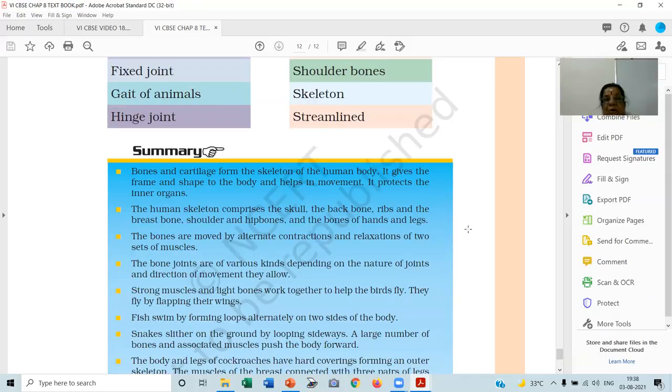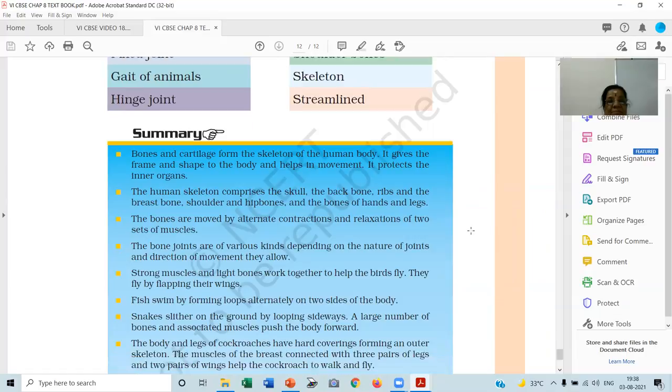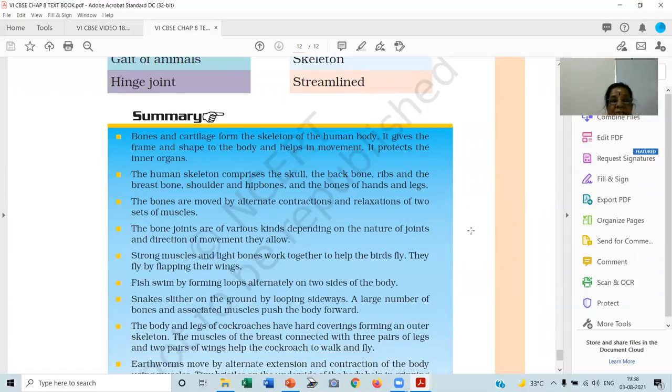Go through the points one day. Bones and cartilage form the skeleton of the human body. It gives the frame and shape to the body and helps in movement. It protects the inner organs. Then the human skeleton comprises the skull, backbone, ribs and the breastbone, shoulder and hip bones, and bones of hands and legs. Bones are moved by alternate contraction and relaxation of biceps and triceps muscles. Then joints are various depending on the nature of the joint and direction of movement they allow.